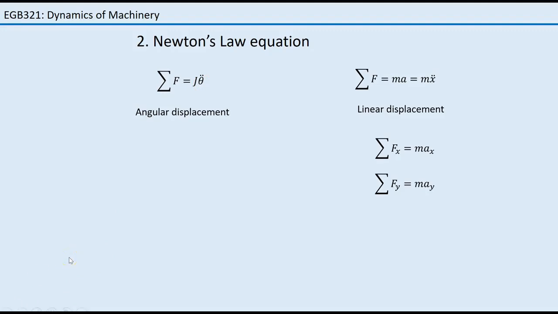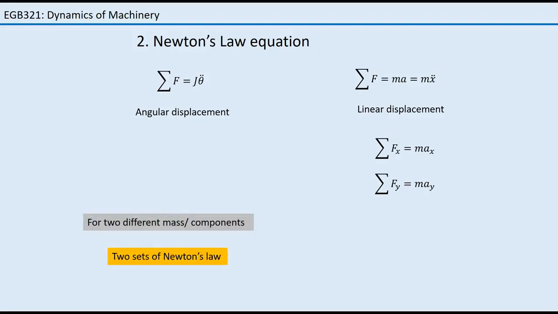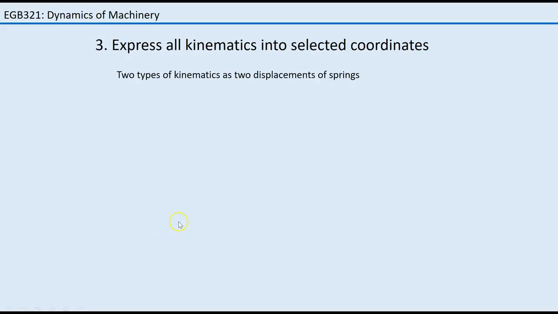Once you draw your free body diagram, then it will be really easy to get Newton's equations. As we say, this is a 2 degree of freedom, so we'll have two components that will move independently. So we need to get two equations for two different masses or components. For two independent displacements, we'll have two selected coordinates. So we want to express kinematic quantities as a function of two independent coordinates.